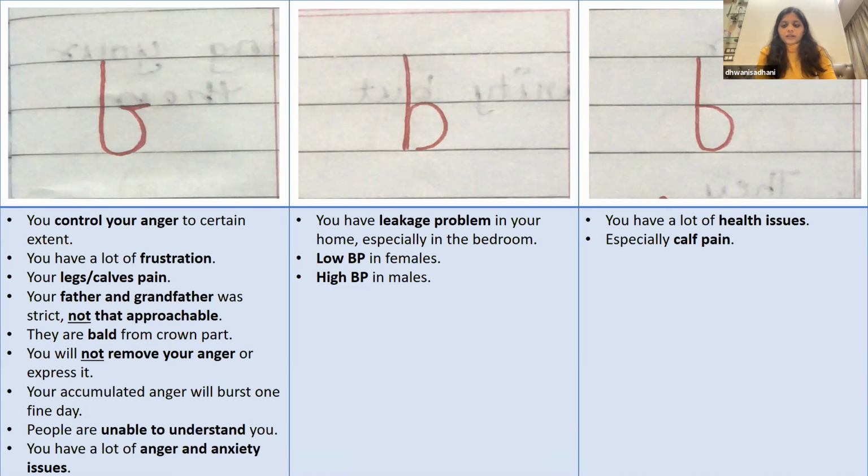Now we'll go to the third B. Now the third B again, because it's like a 6. It's like making like a ulta 6. So that shows that you have a lot of health issues again. And it shows that you especially have calf pain.